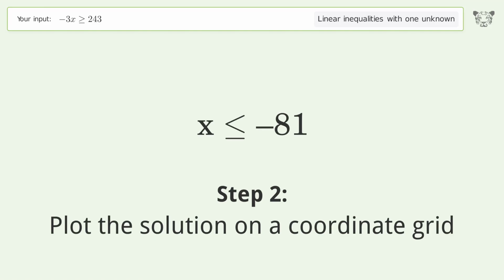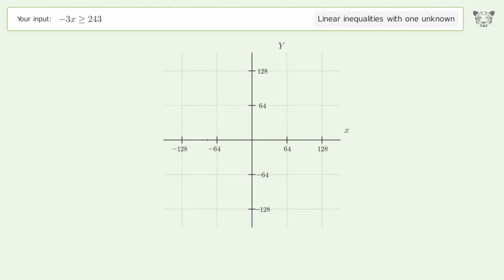Plot the solution on a coordinate grid. And so the final result is x equal or smaller than negative 81.